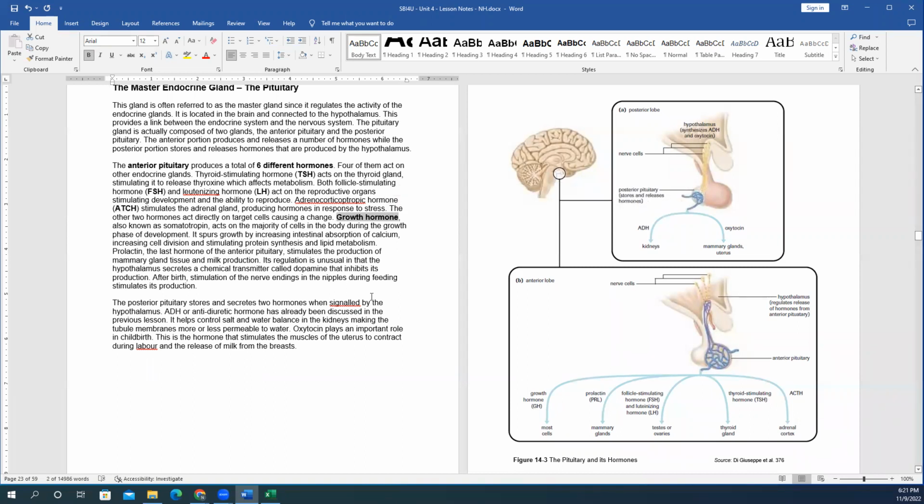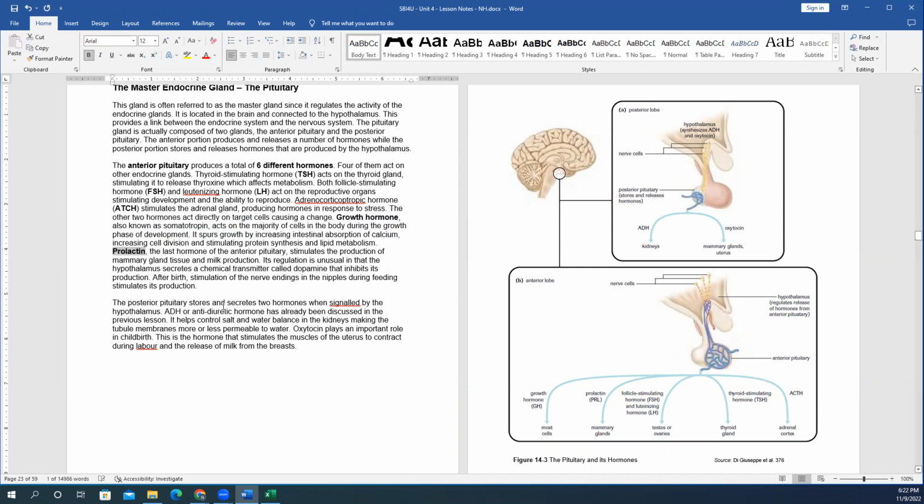And growth hormone really targets many different cells. The majority of the cells in the body respond to the growth hormone, particularly during the growth phase of development. What it does is spur growth by increasing the intestinal absorption of calcium, increasing cell division, and stimulating protein synthesis and lipid metabolism. So this hormone is critical during the growth stages of development. So 1, 2, 3, 4, 5, and 6.